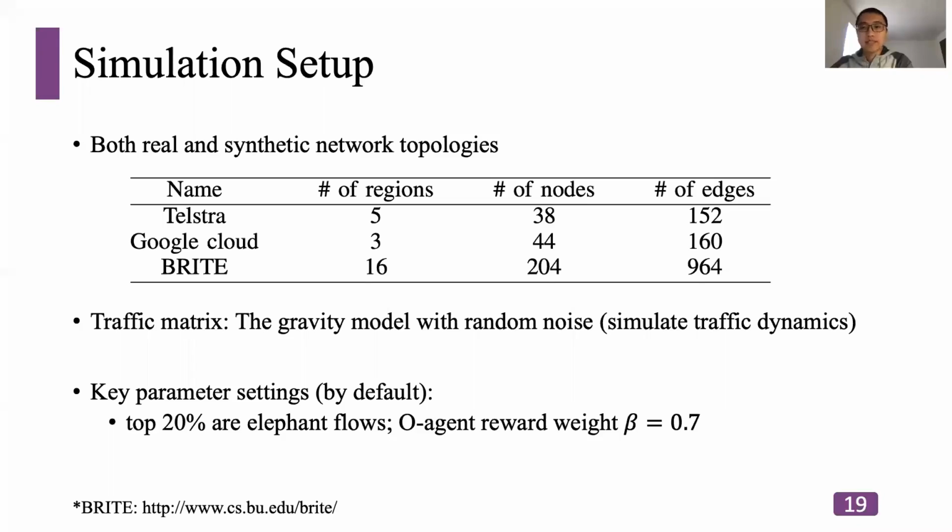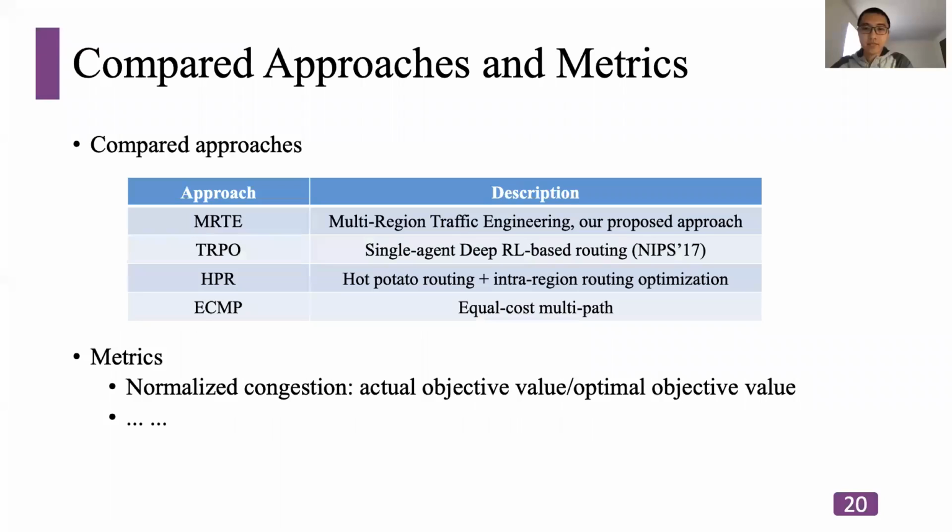In our simulations, traffic is generated based on the gravity model. The agents are trained and tested by different traffic matrices. By default, we consider the top 20% terminal traffic as elephant flows, whose routings are taken by TE agents. The weight parameter beta in the reward function of all agents is set to 0.7. For convenience, we name our proposed approach as MRTE. It means multi-region traffic engineering.